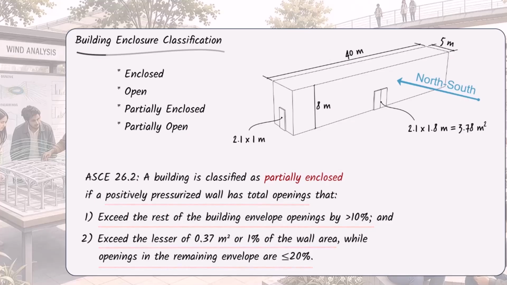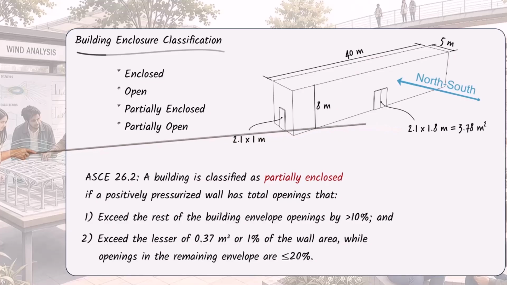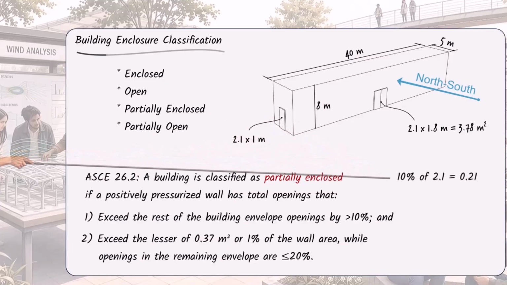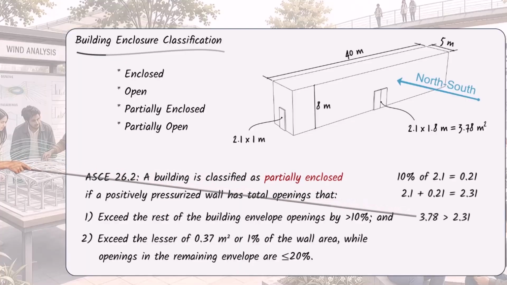Let's walk through the numbers. The opening in the back wall is 3.78 square meters. The only other opening in the entire building is a 2.1 square meter door in the side wall. 10% of 2.1 is 0.21, which means the back wall opening would need to exceed 2.31 square meters. Since 3.78 is larger than 2.31, the first condition is satisfied.